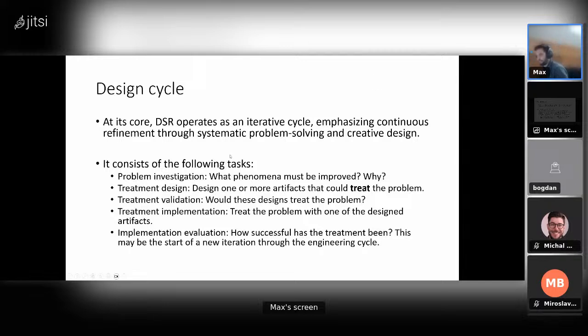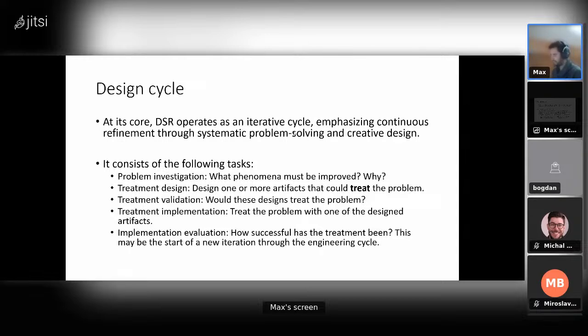The first one is the problem investigation. You can ask the question: what phenomena must be improved and why? Then treatment design: design one or more artifacts that could treat the problem. I really want to emphasize the word treatment. Usually we use solution, but the author of the book really emphasized that when you create an artifact, it can lead to more design problems or more questions. So most of the time, an artifact is not a solution, but really just part of the solution.